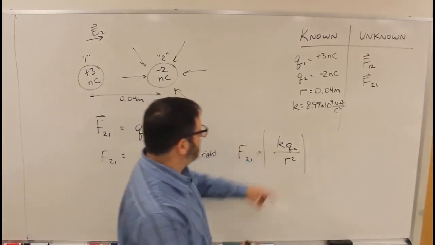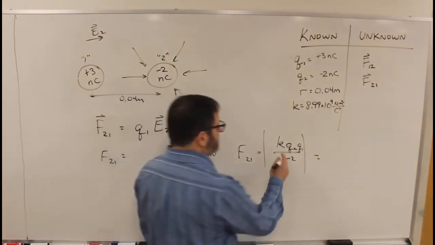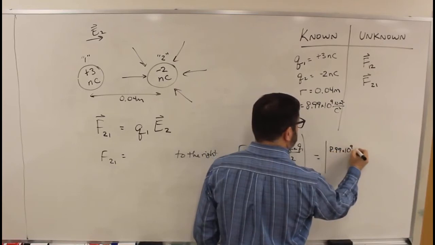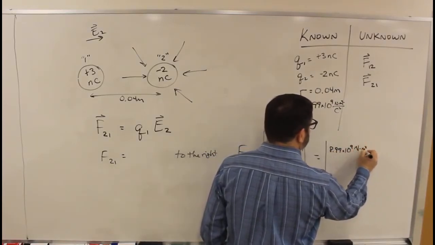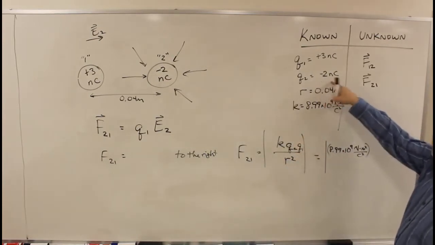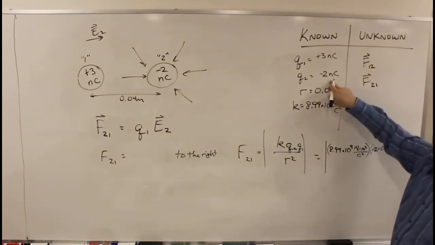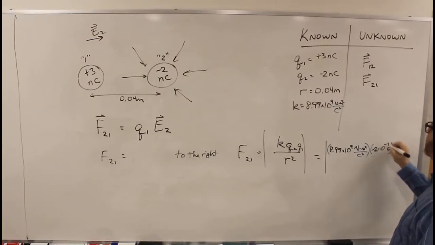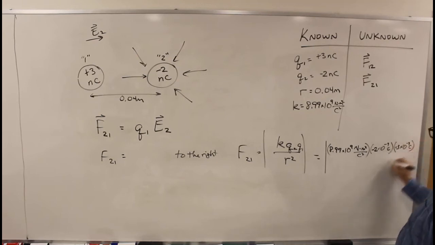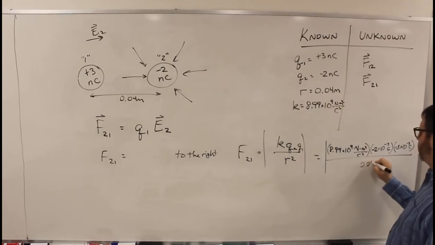F21 is the magnitude of K Q2 Q1 over R squared. So this is 8.99 times 10 to the 9th newton meters squared per coulomb squared times Q2, negative 2 times 10 to the minus 9 coulombs (nano is times 10 to the minus 9), times plus 3 times 10 to the minus 9 coulombs, over R squared, 0.04 meters squared.